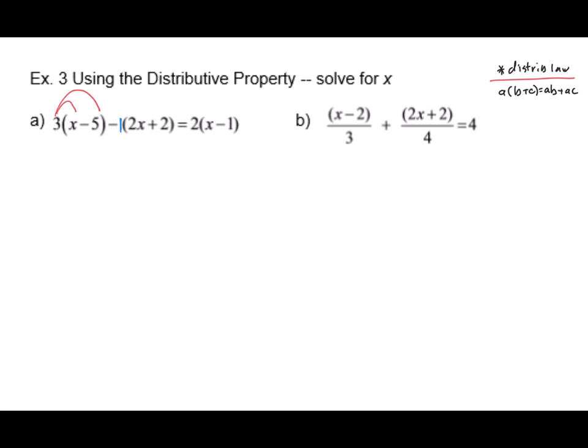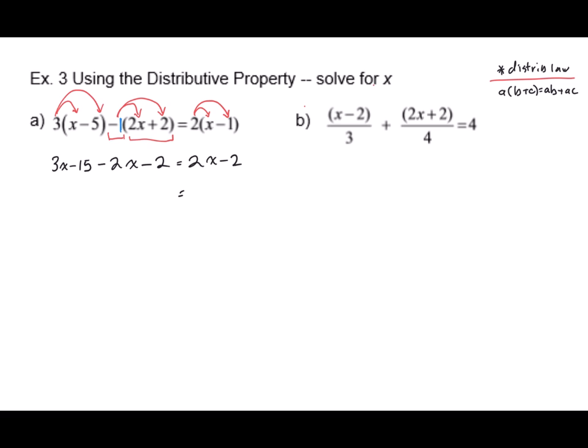So we're going to hit 3 into everything here. Now, there's a negative 1 in this second bracket, and you're going to take the negative 1 and apply it to everything inside that bracket. So in essence, we have negative 1 times 2x and then negative 1 times plus 2. Then we do the same for the last part: 2 times x and then 2 times negative 1, and we end up with the following line. We end up with 3x minus 15 minus 2x minus 2 is going to equal 2x minus 2.